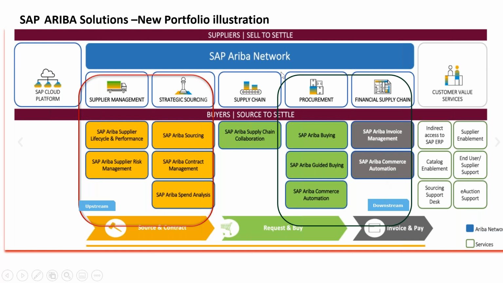Ariba has also introduced something called supply chain collaboration. This is for direct procurement. For people who don't know what direct procurement and indirect procurement mean, I will explain them.